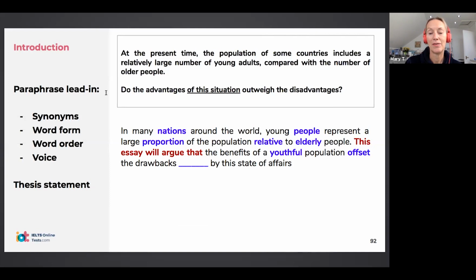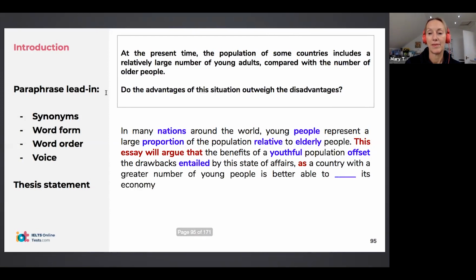And then really lovely phrase at the end. It's kind of higher level lexis. This will get you a good band in the lexical resource section. Offset the drawbacks. I'll be very impressed if anyone gets this word. It's quite a difficult one. Okay, I'm going to give you it. So entailed by this state of affairs. Okay, so that's a really lovely phrase that you can learn.